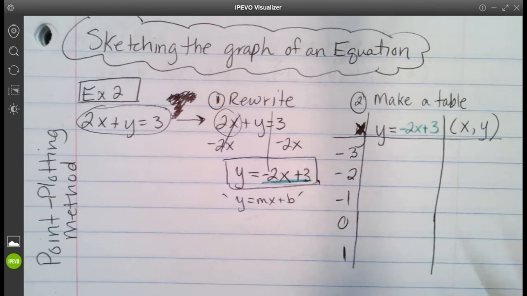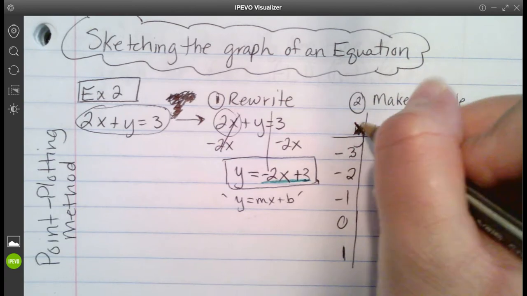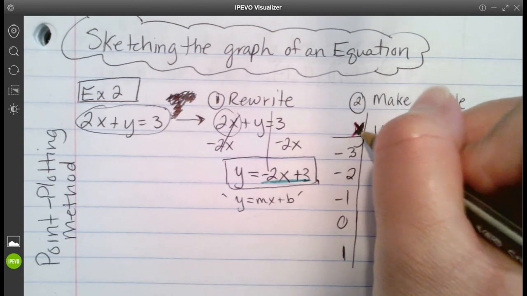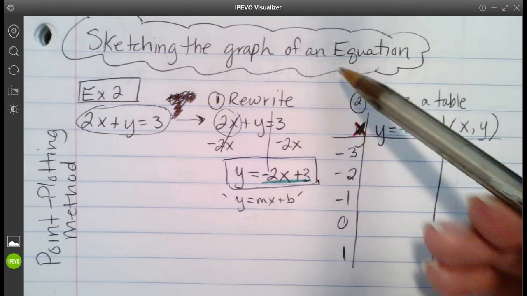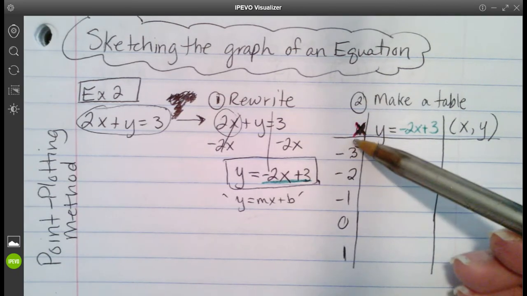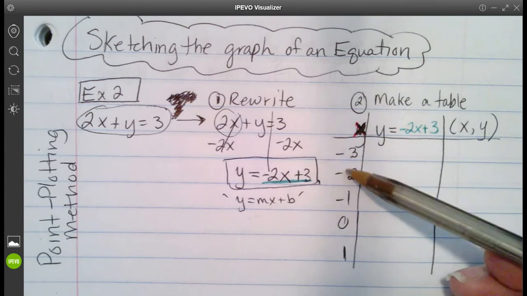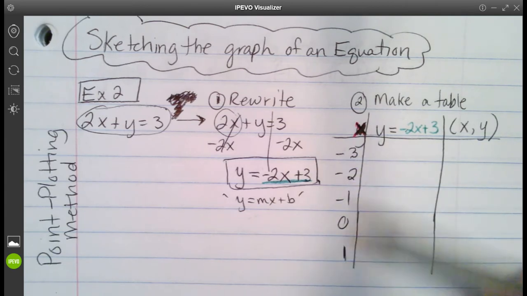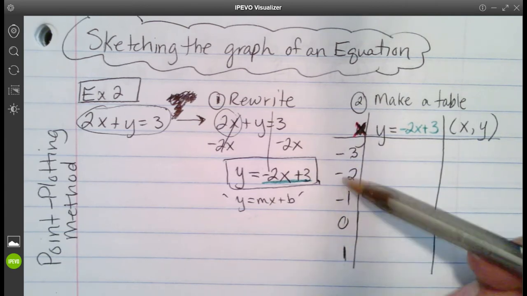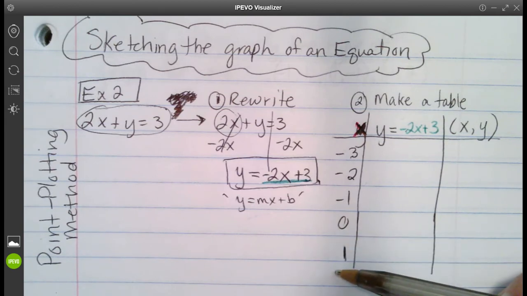So all my x values, this is an x, by the way. I'm using pen, so you should probably use pencil. All my x values here, I pre-chose. I chose some negative numbers going into some positive numbers just so I could see a better shape of what the graph is going to look like, okay?